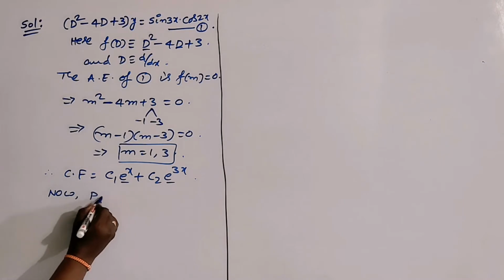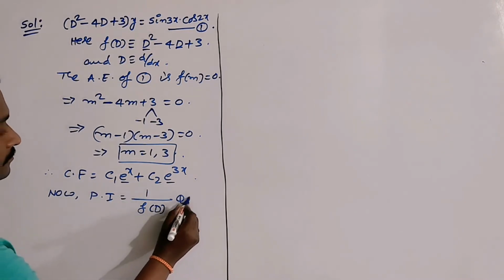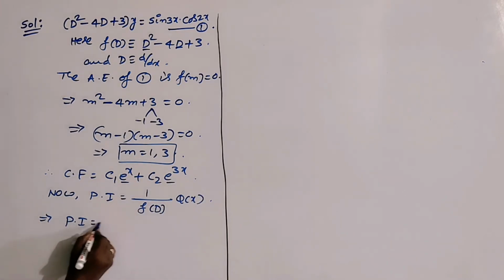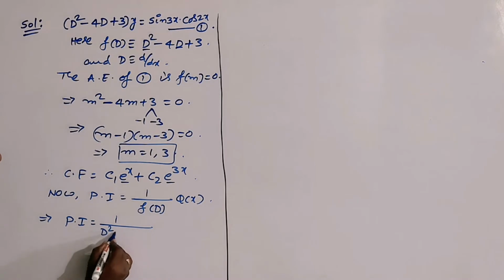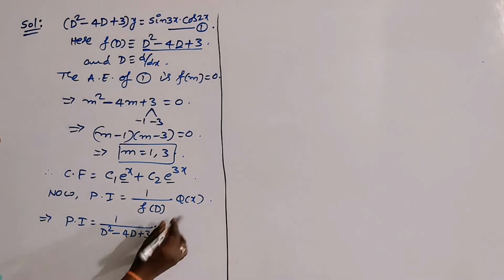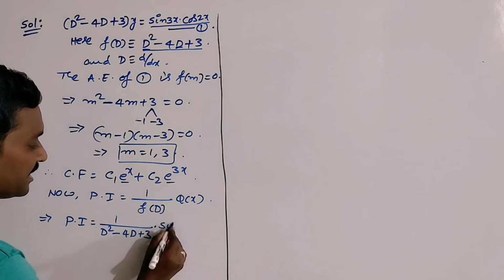Now PI. What is the formula for PI? 1 by f of D of Q of x. So that implies PI is equal to 1 by D squared minus 4D plus 3. Just I am writing the value of f of D here into Q of x. What is Q of x? Right hand side function, which is sin 3x into cos 2x.